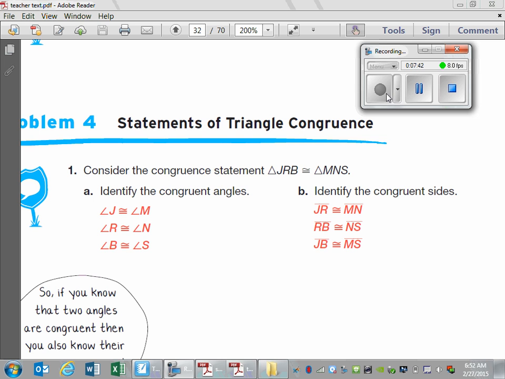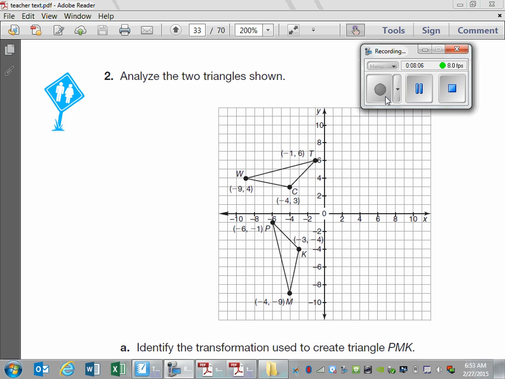So we should have R with N and B with S, angle symbols and congruent. And then the sides RB with NS, and then BJ or JB, it doesn't matter which way you do it, with MS. If you do JB, MS, that's good. If instead you do BJ, then you need to do SM. Next page.